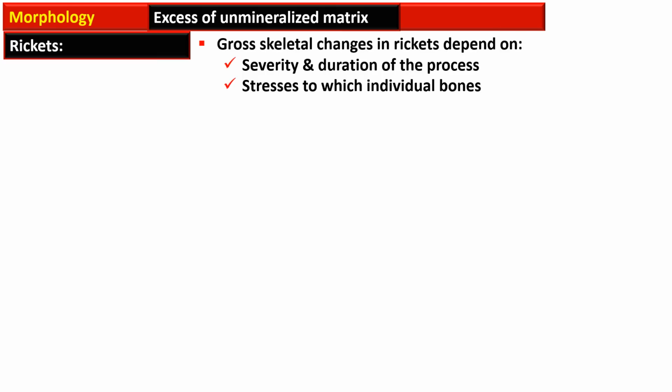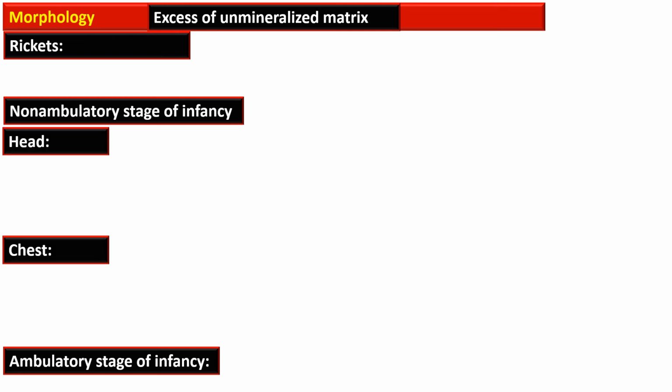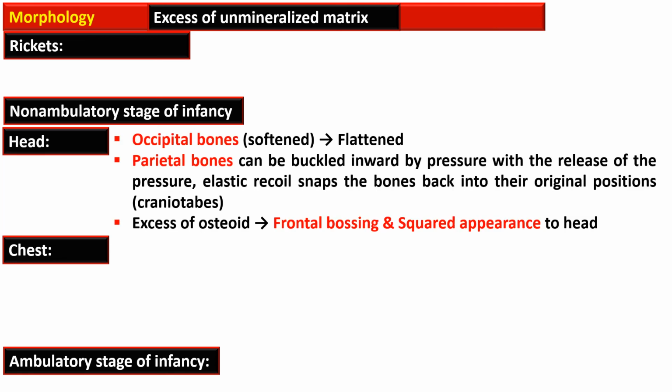The clinical changes in rickets are due to excess of unmineralized matrix. These changes are dependent on the severity and duration of the process and the individual bone to which stress is applied. These are different for the non-ambulatory stage of infancy and the ambulatory stage of infancy. Head and chest are usually affected in the non-ambulatory stage of infancy. The occipital bones are flattened and softened. The parietal bones can be buckled inward by pressure, and with the release of the pressure the elastic recoil snaps the bone back into its original position. This condition is also termed craniotabes.